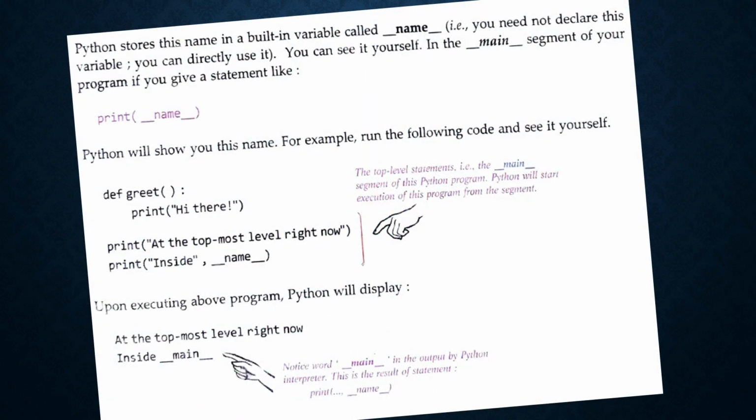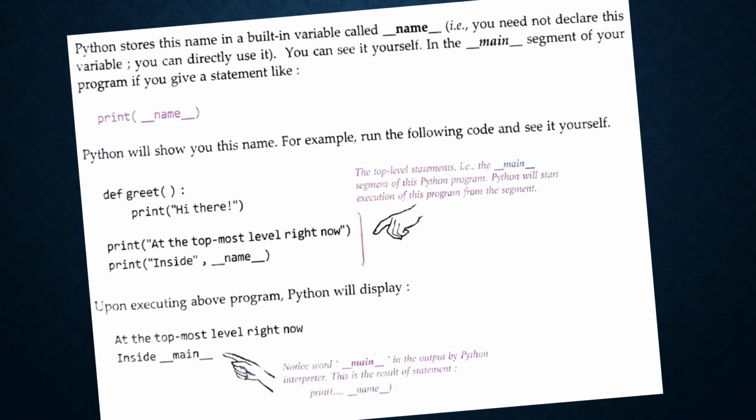And next we have to study how we can call the function. Here Python stores this name in a built-in variable called __name__. Here two statements are there: print at the topmost level right now, and print inside __name__. These two statements are defined outside of the function definition, so whenever you execute a program, those two statements will be executed first.